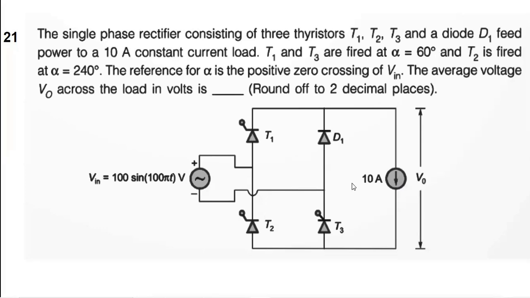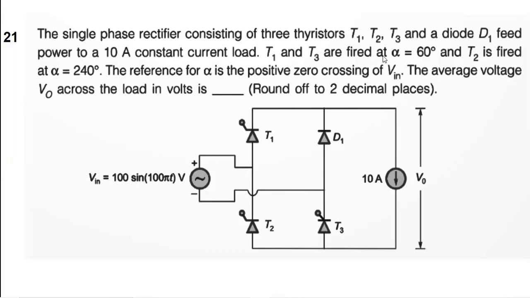Hello everyone. In this video, we are going to see a problem in power electronics. The question is: the single phase rectifier consisting of three thyristors T1, T2, T3 and a diode D1 feeds power to a 10 ampere constant current load.